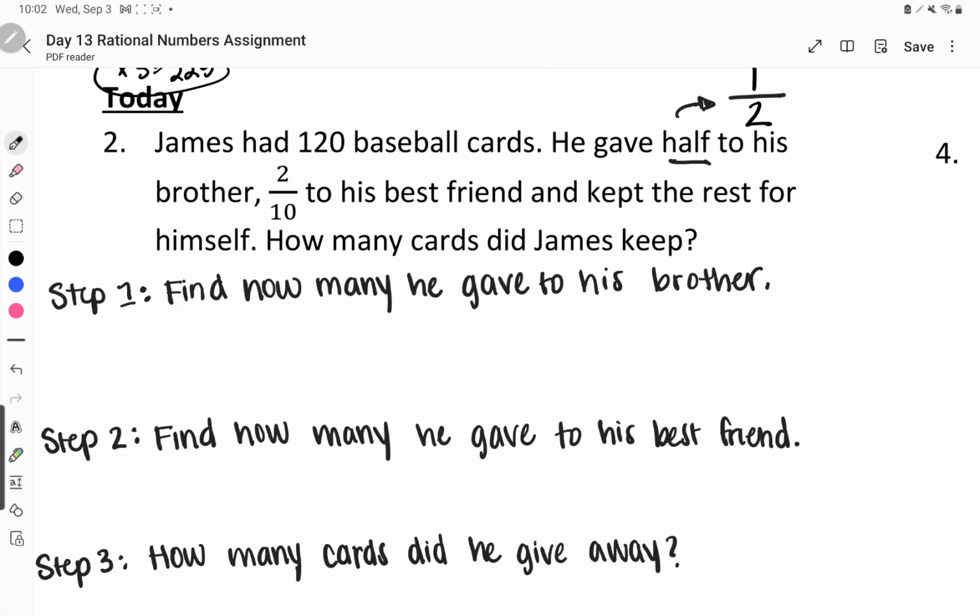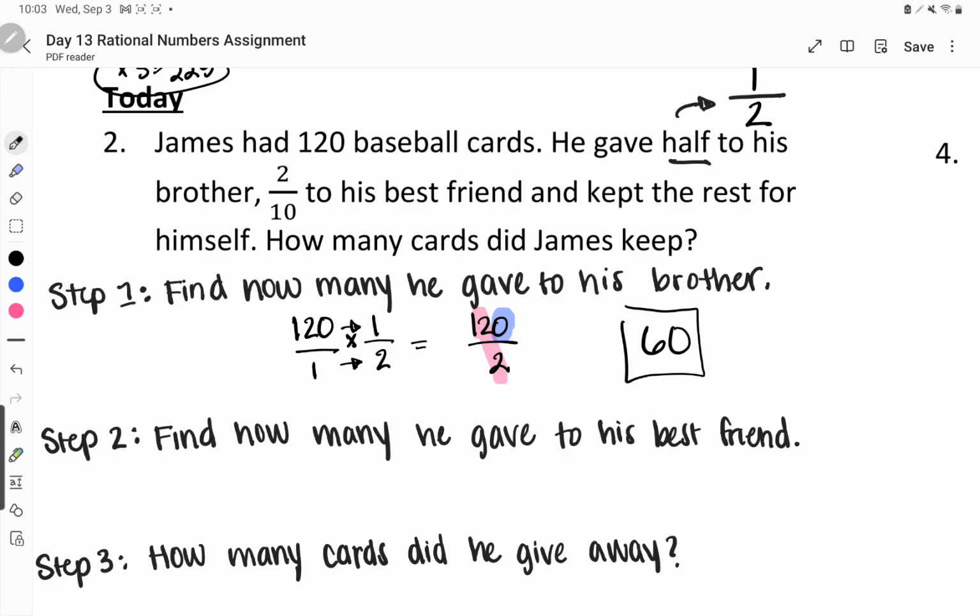Another way that we can do it, though, is we can multiply it times 1/2. And you're going to see why in just a second. So I'm going to do 120 times 1/2 over 1. Tops times tops, bottoms times bottoms. 120 times 1 is 120. 1 times 2 is 2. So if you look, we're doing 120 divided by 2 anyways. 12 divided by 2 is 6. And then I just tack on this 0 that's at the end. And that gives me 60. So he gave 60 cards to his brother.